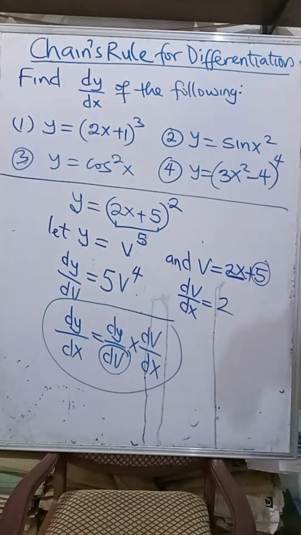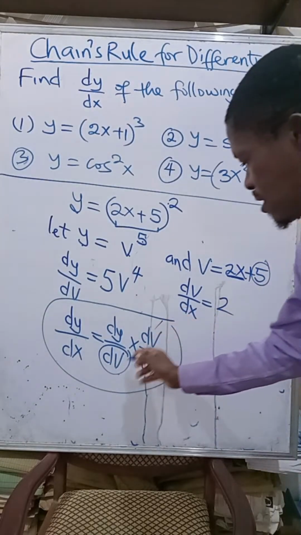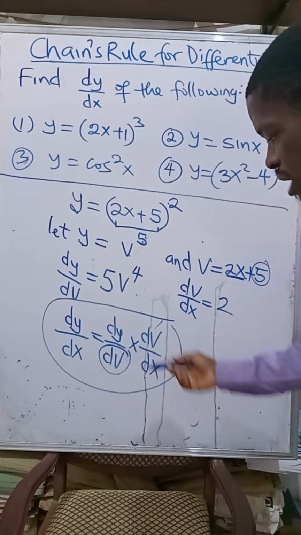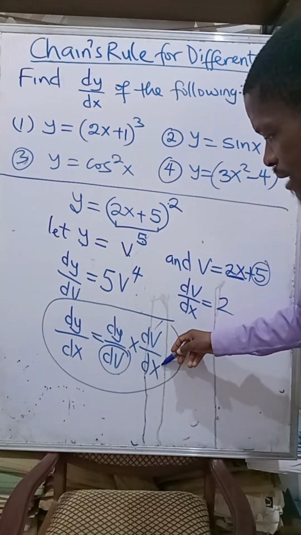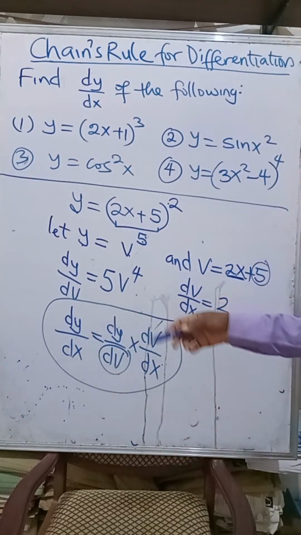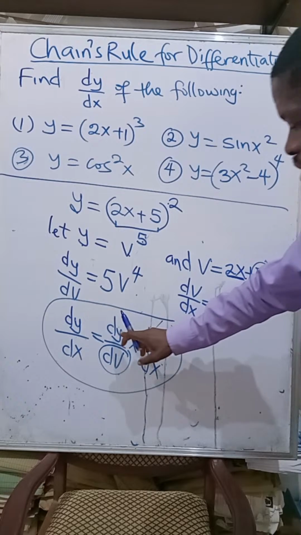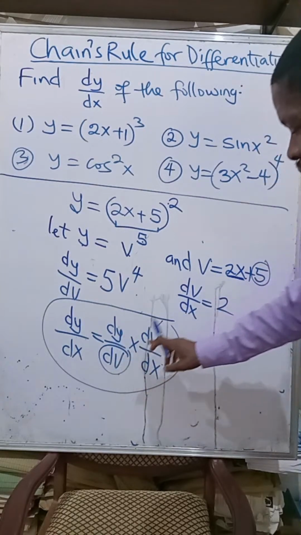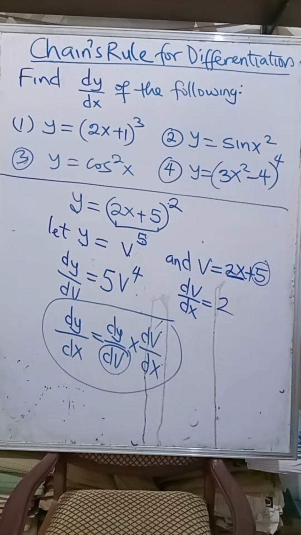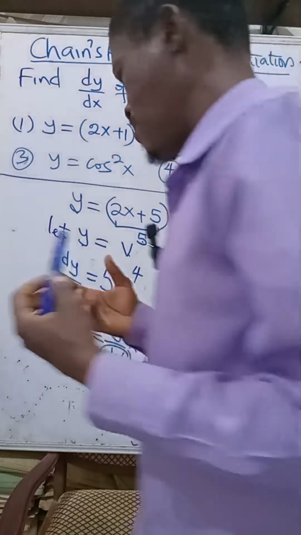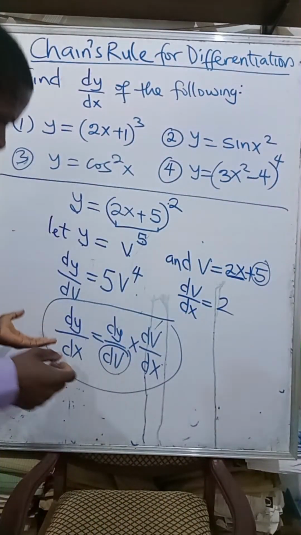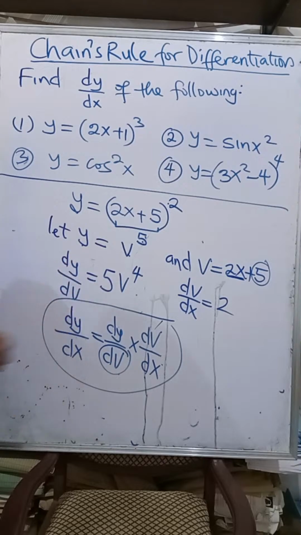For a layman, the dv we can cancel, so you can have dy/dx equal to each other, but we don't do cancellation. Just put your dy/dv times dv/dx. So that's the first method. You can as well use another method. If you don't like this method, you can use another method, and I'm going to explain that one shortly.